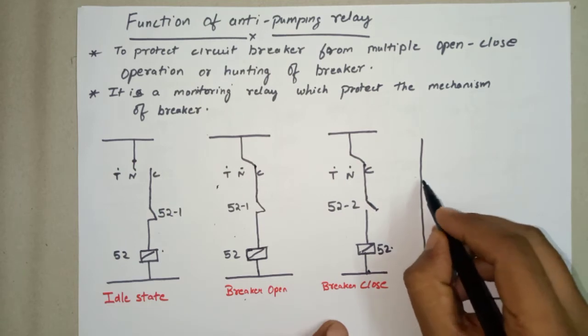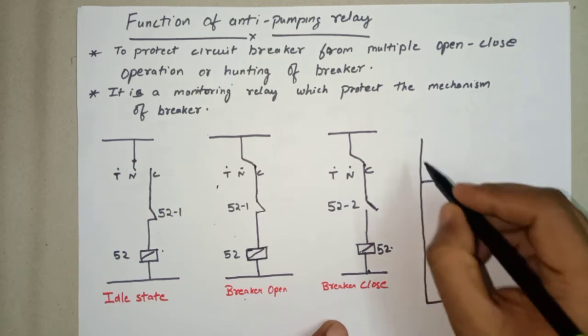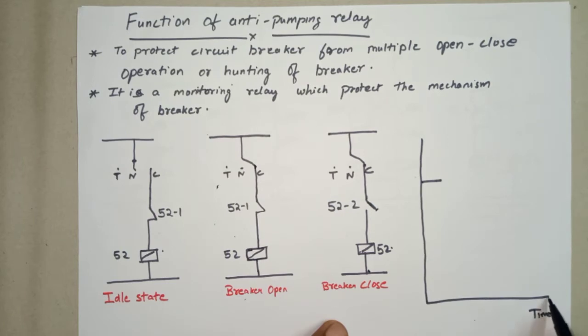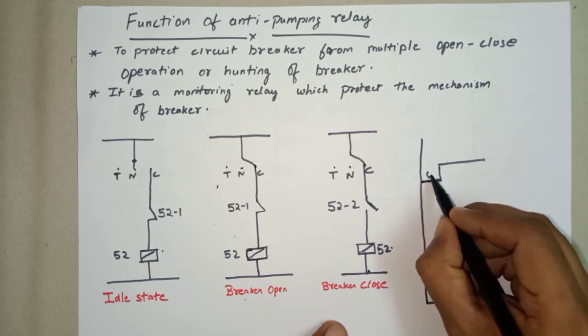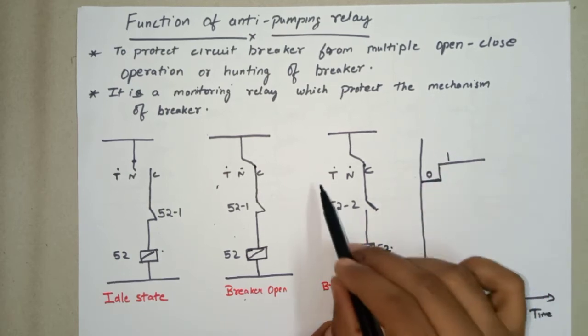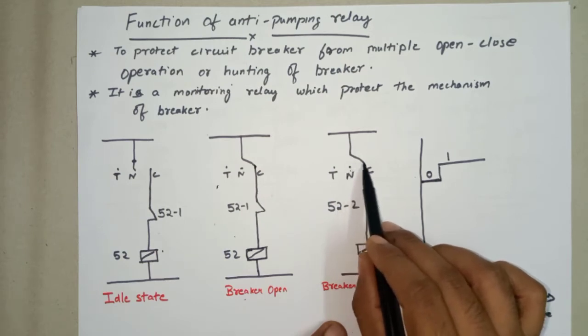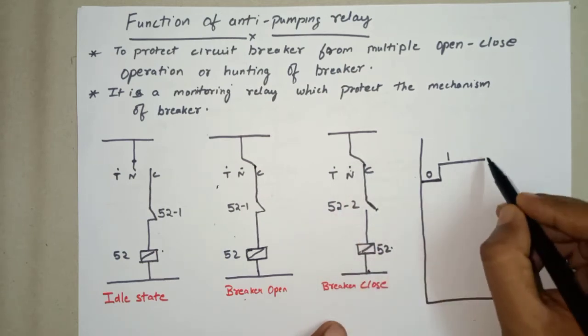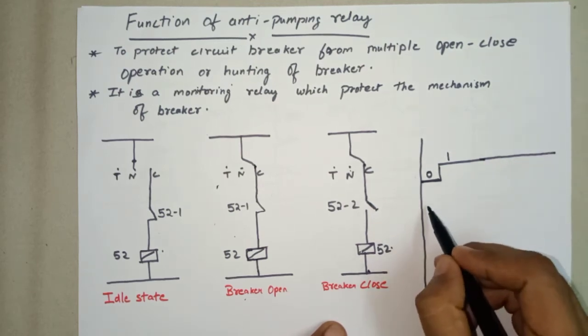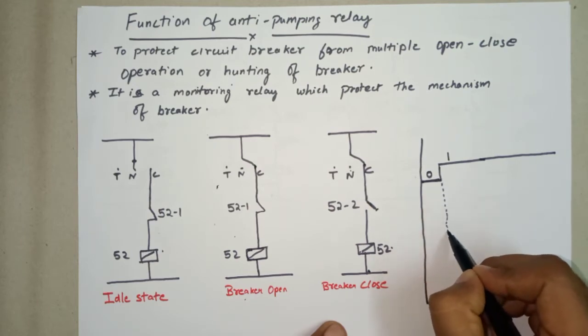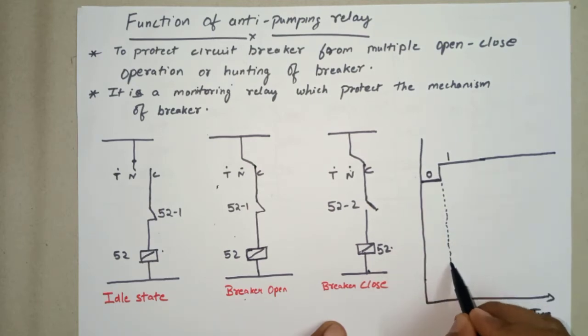Let us say this is time here on the x axis. After some time a close command is issued. The issued command of close changes from 0 to 1. Now we are seeing that since the closing mechanism has failed, a close command is continuously available throughout the cycle. Now in this instant, what will happen when the close command is issued? The breaker will change state from open to close. Suppose here the breaker changes state from 0 to 1.